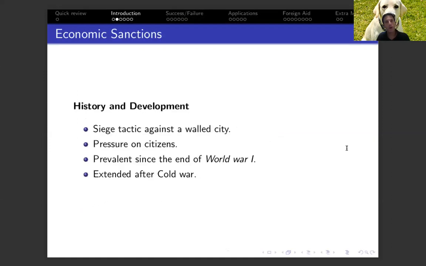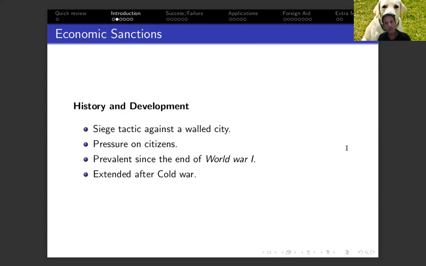The origin of the economic sanctions policy is the warfare tactic of a siege, in which the attacker hoped that by closing off a walled city to such a high level and putting such pressure on the citizens, it would starve them into submission. The fact that they will be walled off and closed in that city for so long means they're eventually going to starve and accept the demand of the attacker.